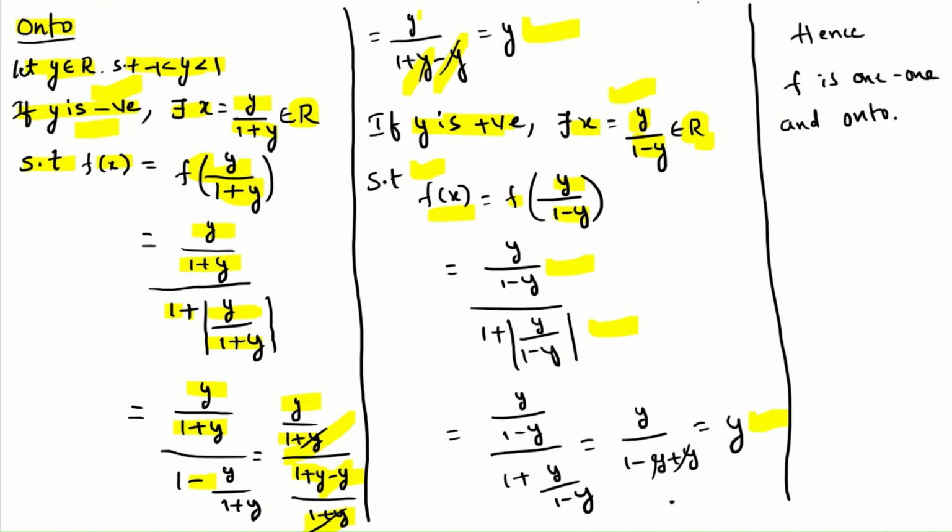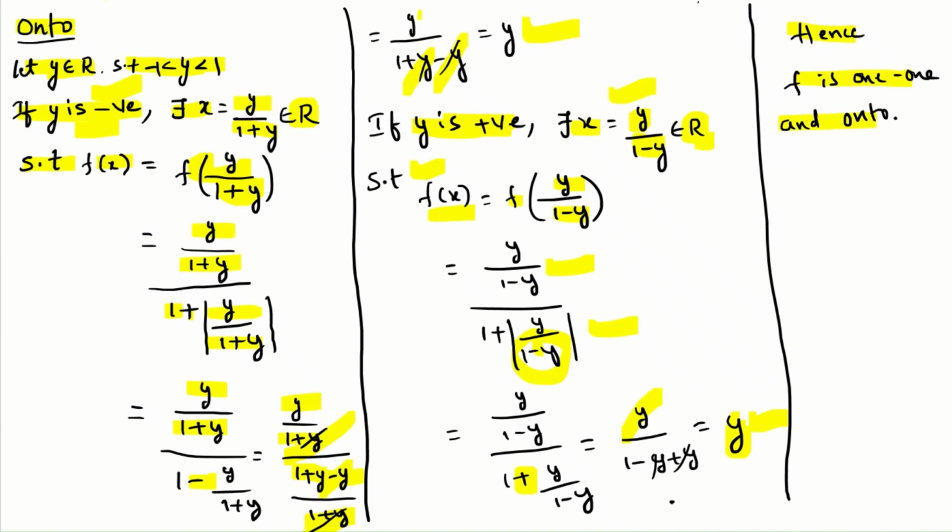Because y is positive, this modulus will become positive only. After taking the LCM and cancelling, we will get y by 1, that is equal to y. Hence, in both the cases, when y is negative and y is positive, we prove that f is onto function. Hence, f is one-one and onto function.